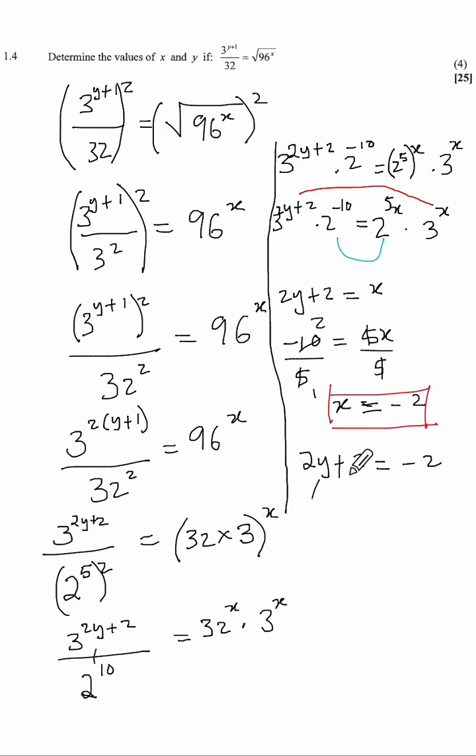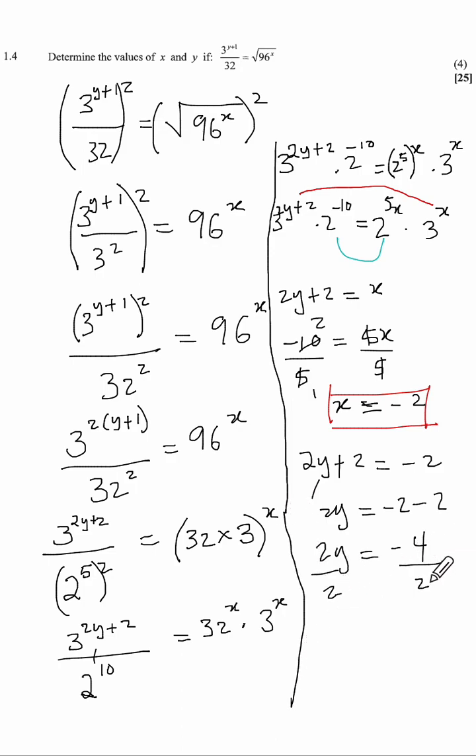And then I'm going to take 2 to this side, so it will be 2y is equal to negative 2. Then when it comes there, it becomes negative 2. And then 2y is equal to negative 4. If I divide both sides by 2, then y will be equal to negative 2. So that is the value of y that I find. So that's how we solve this one.